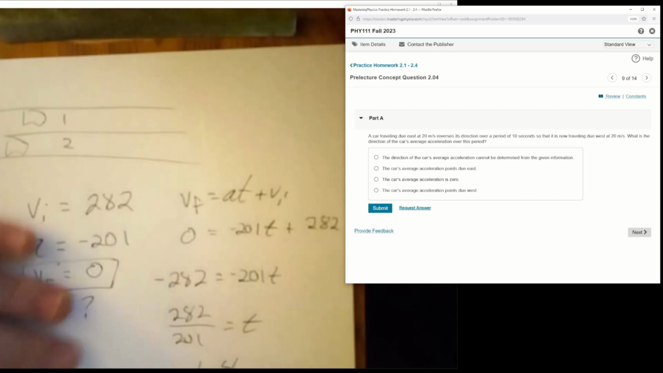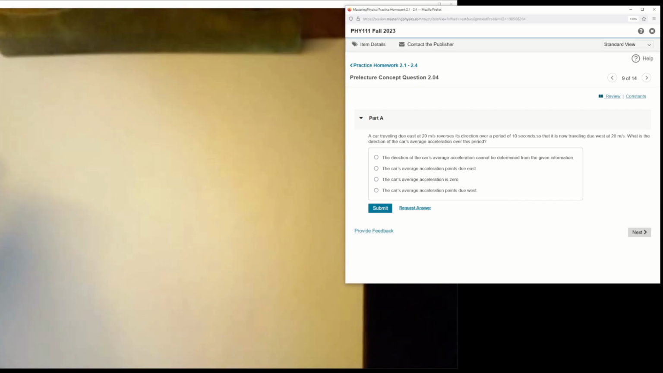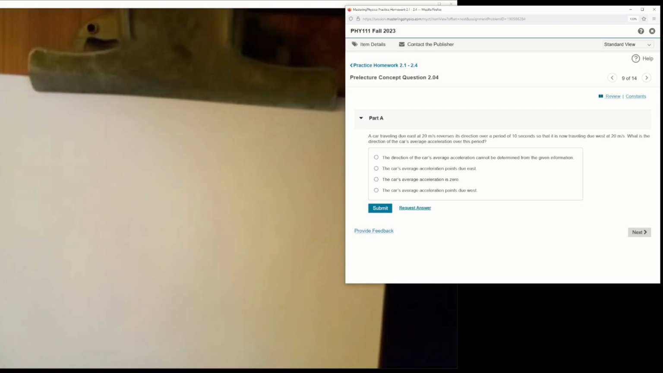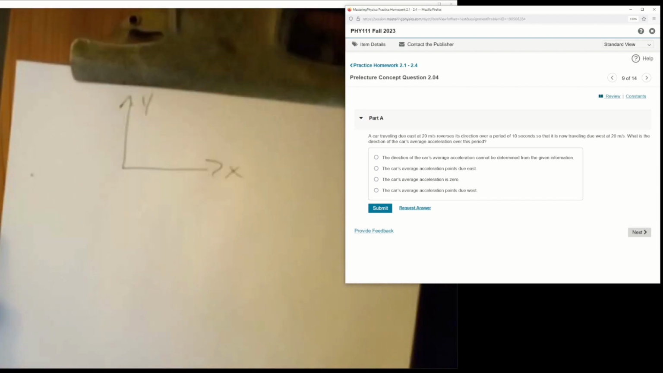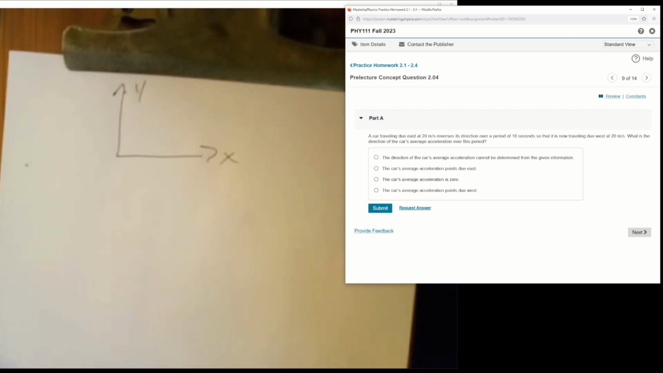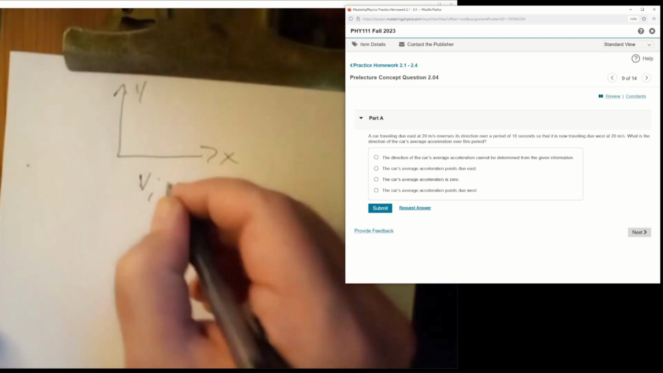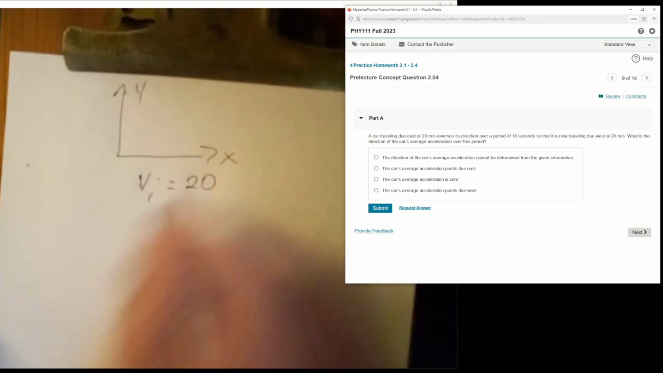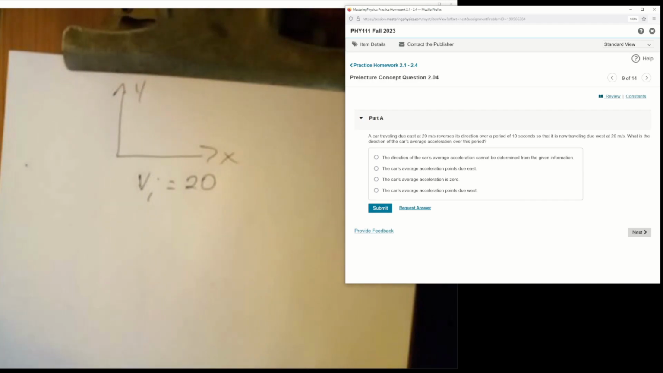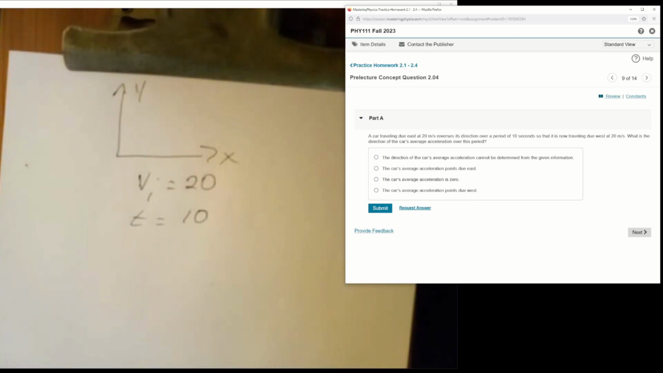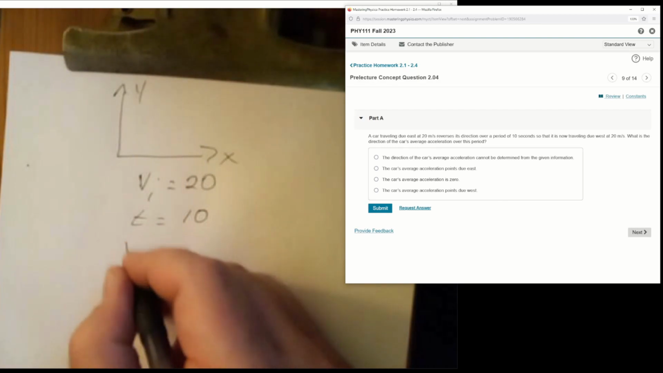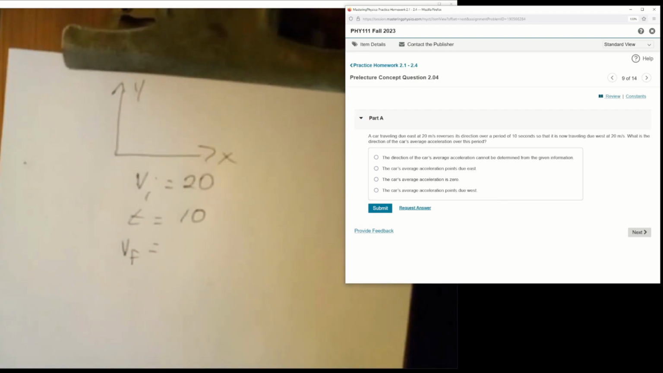So we get a car traveling east and then reverses its direction over that period. Let's just write down a coordinate system, the standard type. Remember that positive is to the right, negative is to the left. It's traveling east, so we have an initial velocity of 20 meters per second. And it reverses its direction over a time of 10 seconds. Now its final velocity is west, so that's to the left, which means it's going to have a minus sign on it.